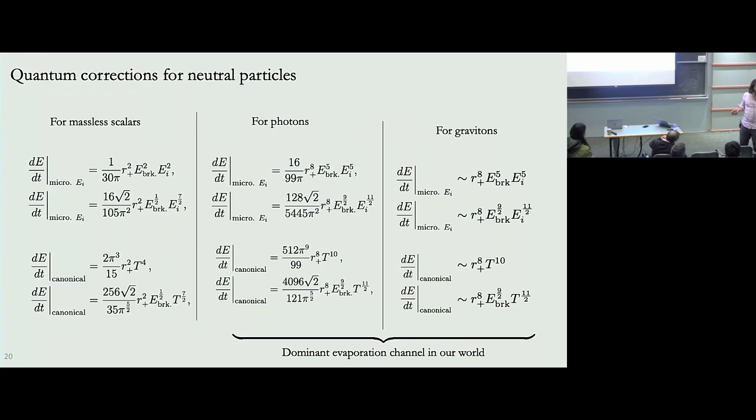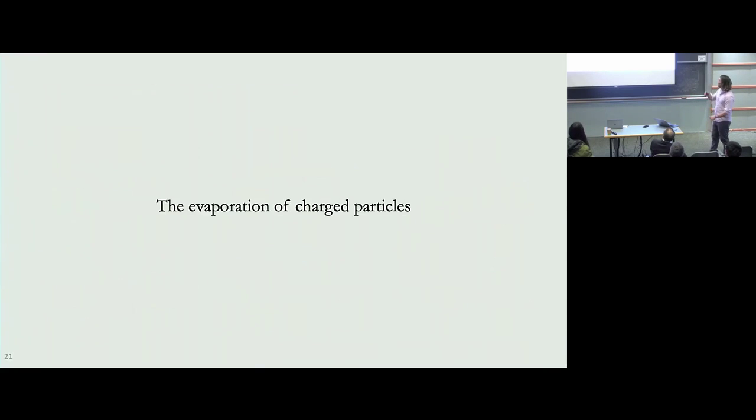Because we don't have a massless scalar. This was just for example purposes, as far as we know. Okay, good. So how about the evaporation rate into charged particles? How do we resolve the previous divergence that I mentioned?